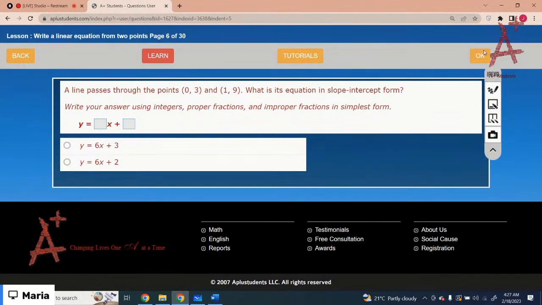So which is the correct option? Option 1 or option 2? This one is very easy. The option number 1 is the correct option. How do I know? Just look at this point (0, 3). x is 0 and y is 3. That means the graph is touching the y-axis at 3. The y-intercept, basically the value of b, is 3 from this point.